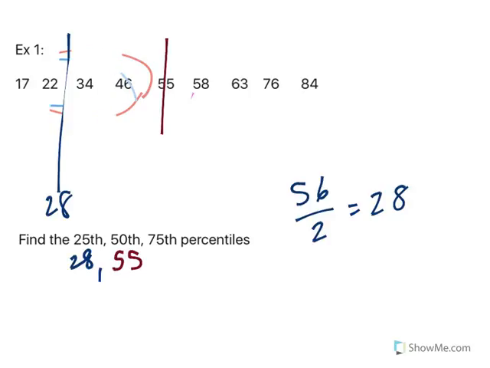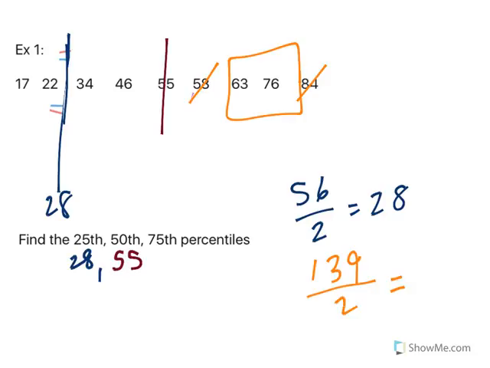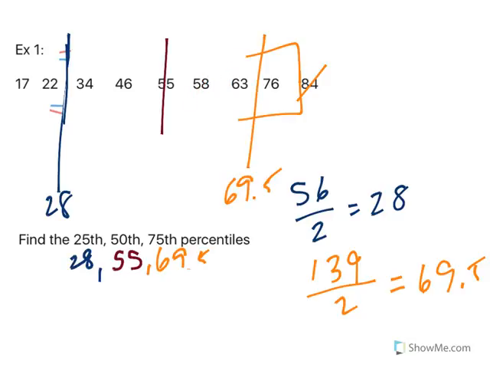And I just want to clean this up just a little bit because I got a point to make here later. And then on the right side, same concept. Work your way in. You have 2 numbers. 63 plus 76 is 139. Divide by 2 and I have 69.5. So this point, 69.5, is my 75th percentile.